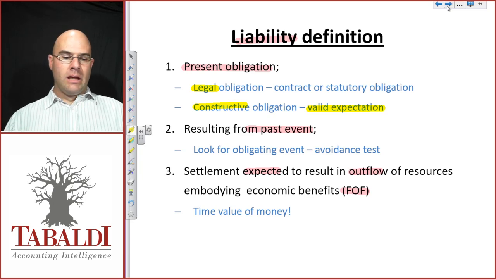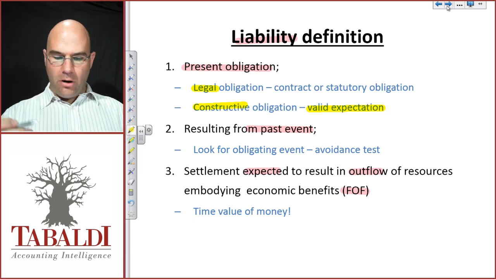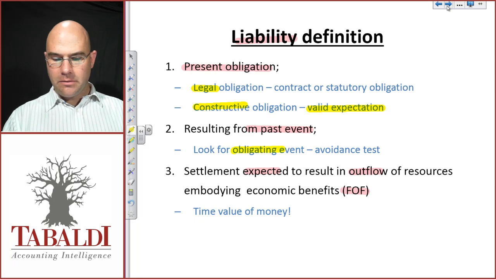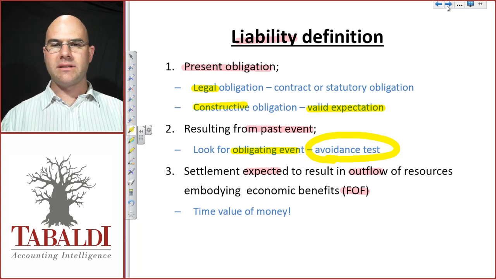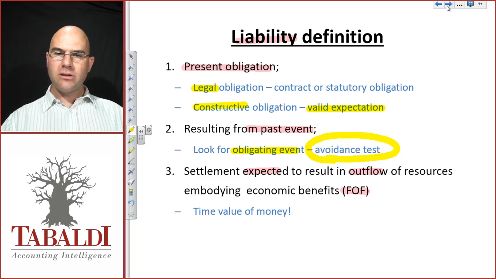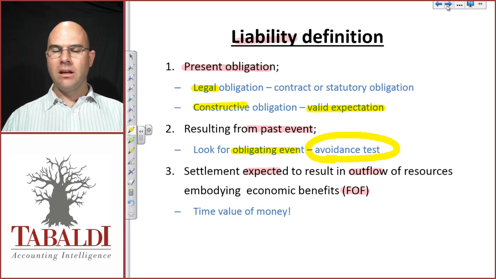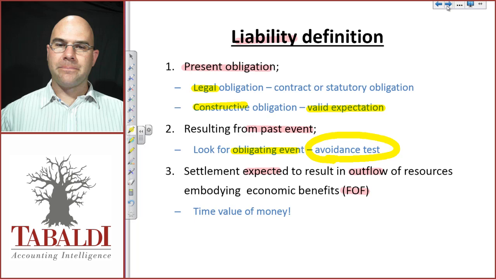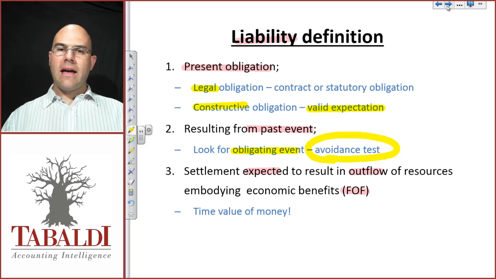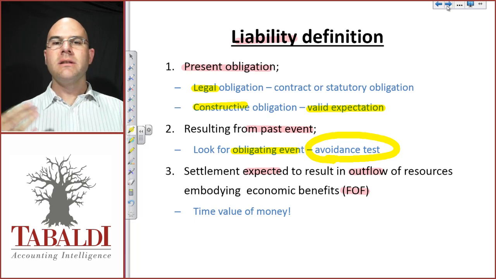Okay. So, present obligation resulting from a past event. Here we're looking at some type of obligating event. And what I always like to talk about here is what many academics call the avoidance test. So, is there a present obligation resulting from a past event? Well, let's look at that date that we're talking about, my reporting date. If I have created an obligation, I would not be able to avoid some type of settlement.